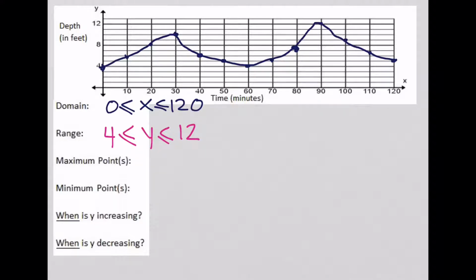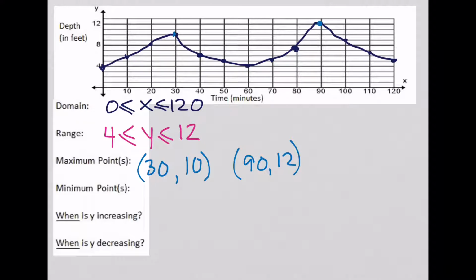Now, the maximum points are the points at the top of a mountain in a neighborhood. So for us, this mountain right here is going to be the highest point around. So the top of that mountain is one of the maximum points, and the top of this mountain over here is also a maximum point. So they are points. We need to write them as points. A point has parentheses and a comma. So what is this first point over here? Well, I went over 30, up 10. And my second point, I went over 90, up 12. Those are the maximum points. They're the tops of the mountains.